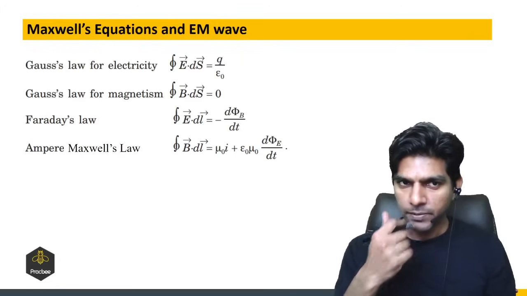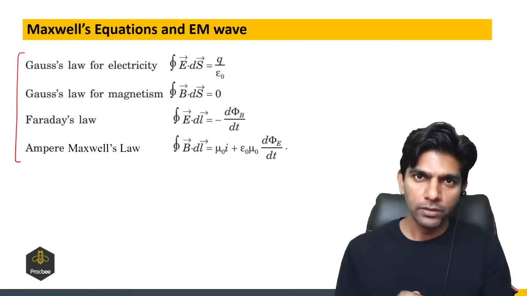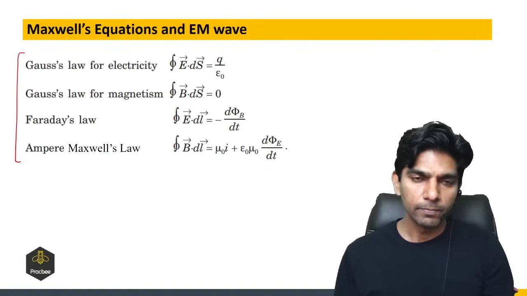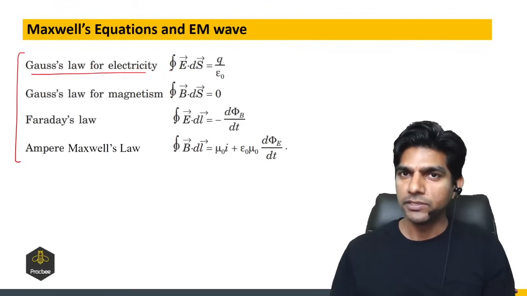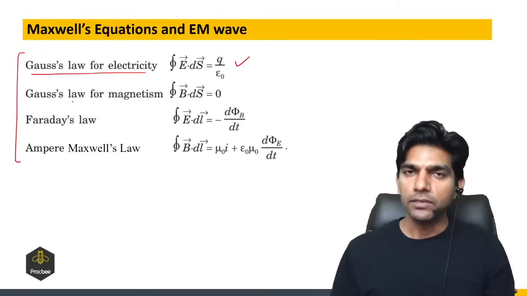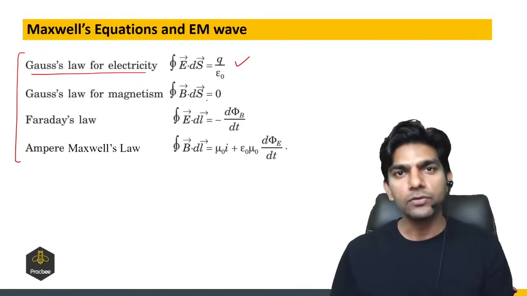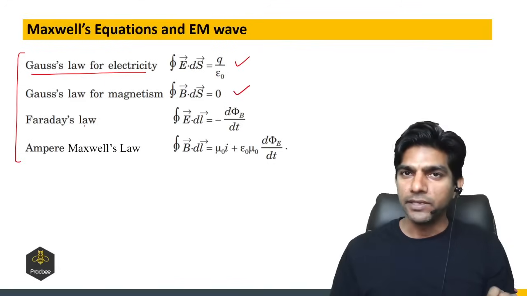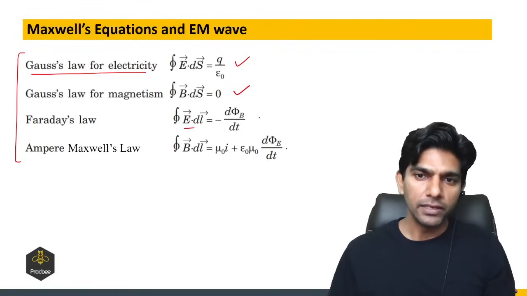Now let us see the next concept, where these are the four equations, or we'll call them Maxwell's equations, and based on these four equations we can define any phenomena in electromagnetism. The first equation is Gauss law for electricity, which we have studied in electrostatics: integral E dot dS is Q enclosed by epsilon naught. Second is Gauss law for magnetism, where the magnetic flux through any closed surface is 0. Third is Faraday's law, which we have discussed in electromagnetic induction: integral E dot dl is equal to negative of the rate of change of magnetic flux.